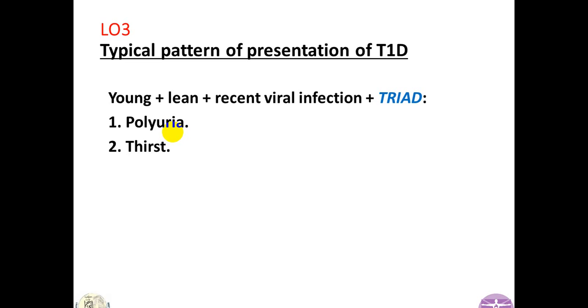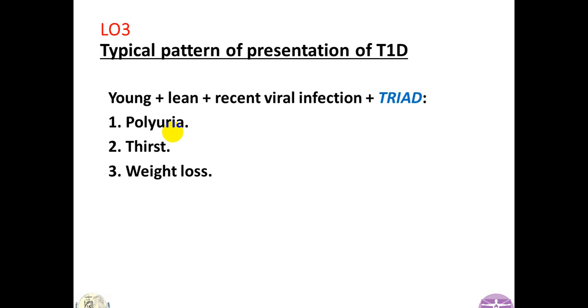The second symptom is thirst or polydipsia. Because the patient is passing a large amount of water in the urine because of polyuria, there will be a state of dehydration. And this dehydration will stimulate the osmotic center in the brain and will stimulate thirst. So the patient will drink a lot of water, many liters of water per day.